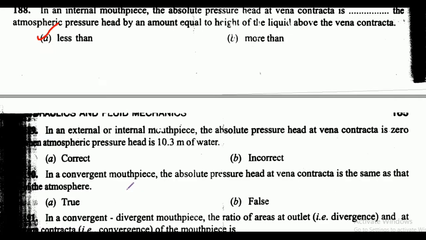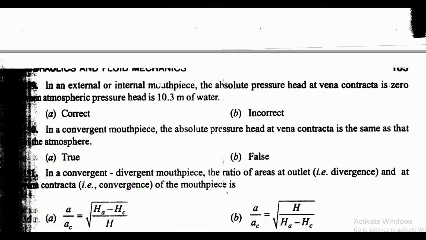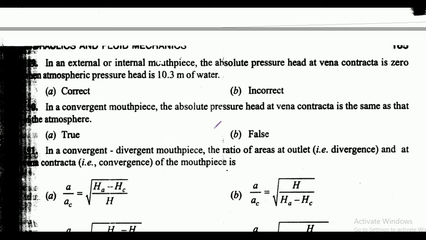Next is: in an external or internal mouthpiece, the absolute pressure head at vena contracta is 0 when atmospheric pressure head is 10.3 meter of water. Is it correct or incorrect? So here, friends, the correct answer is option A, that is correct. This statement is true.